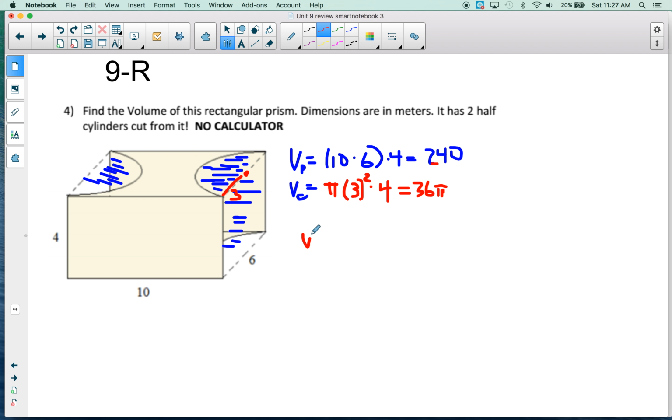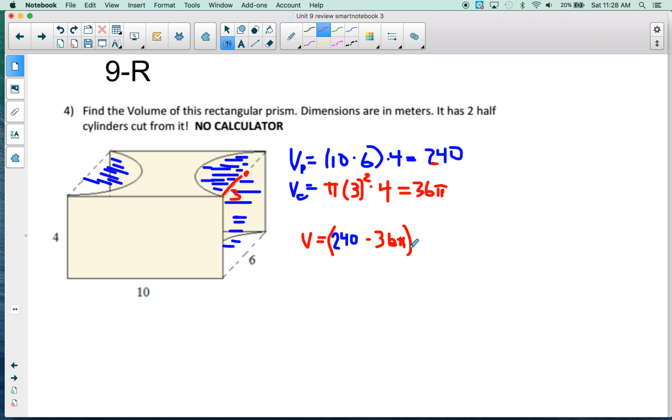So the volume of this shape with the air cut out is the 240 minus the air, and the air is 36 pi, so it's 240 minus 36 pi. And believe it or not, that's the final answer, because these aren't like terms. We can't combine them unless it was a calculator problem, unless they said round to the tenth place.